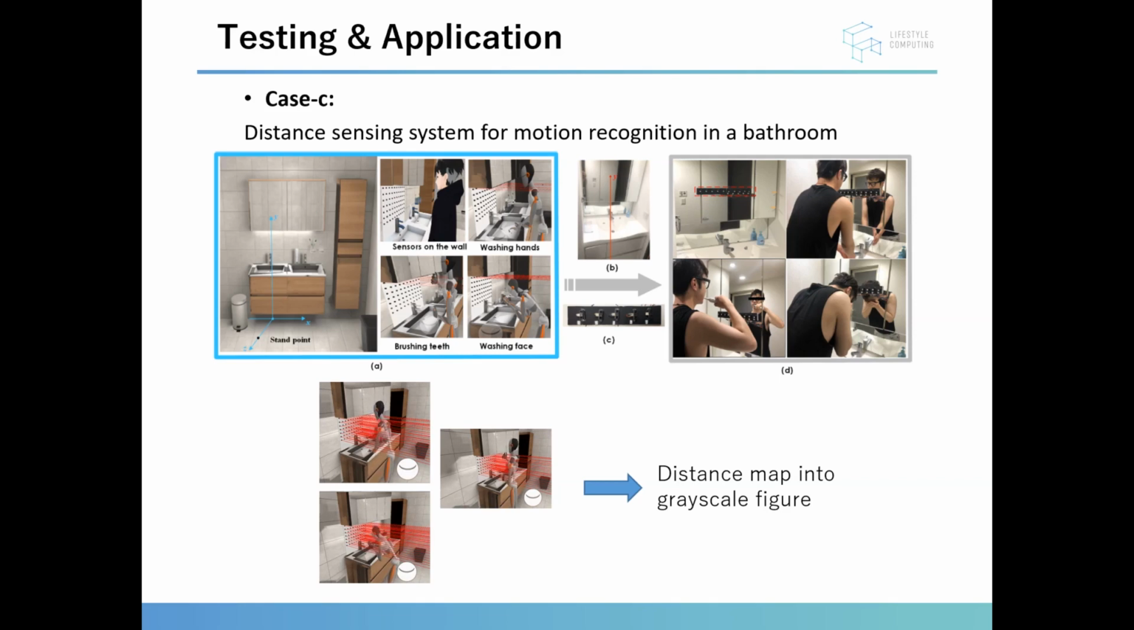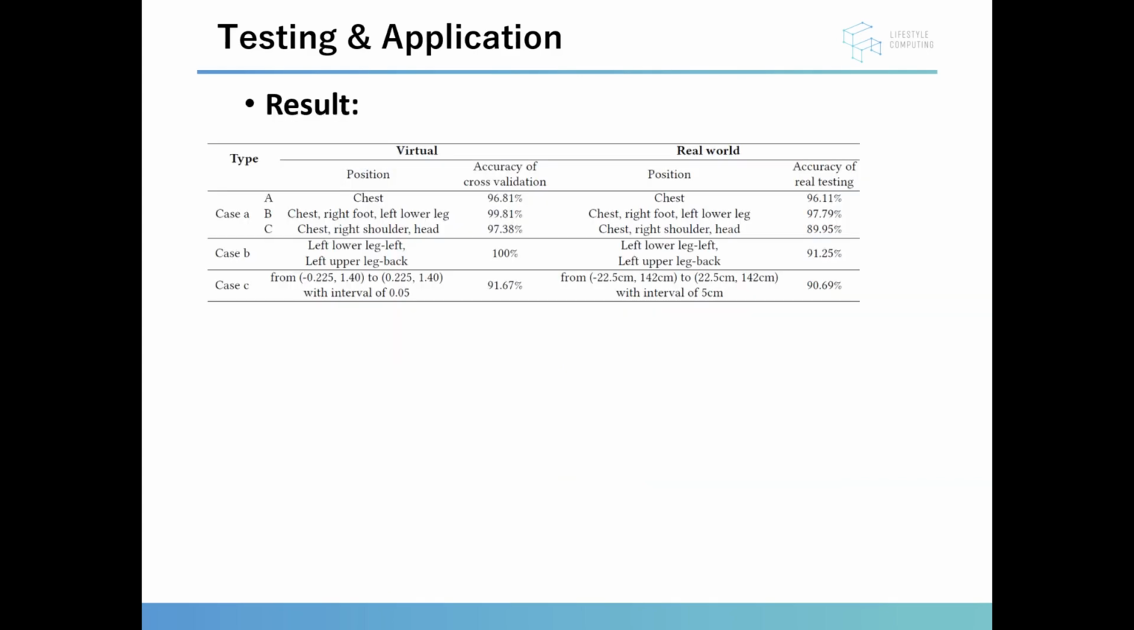The last case is related to a non-variable system. It is a distance sensing system for motion recognition in a bathroom. We first map the bathroom into the virtual environment, install the virtual distance sensor, and conduct 3 different bathroom activities, like washing hands, brushing teeth, and washing face. The distance sensor's data is mapped into a grayscale figure. And finally, we can map the sensor data and position in the real world to recognize the real activity in a bathroom. The result shows that our system can map the virtual dataset trained classifier well into the real world to successfully recognize the real activity.